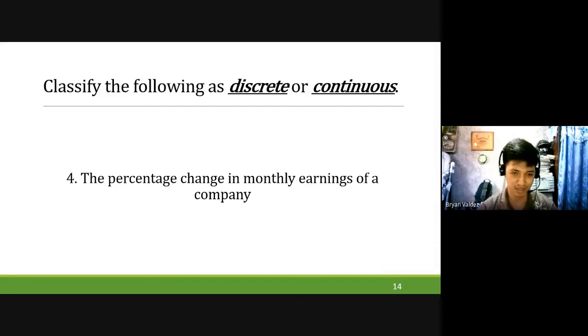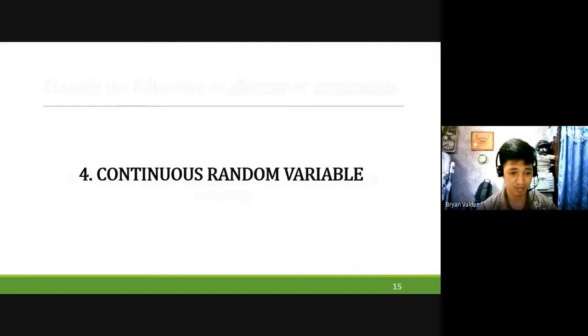Meron mga nag-answer ng discrete, meron din mga nag-answer ng continuous. So, hati ngayon. So, number four is a continuous random variable. Bakit? Kasi we cannot count the percentage change. So, there's a specific tool or a specific formula that we're going to use in order for us to identify that. Okay? So, yung lahat ng percentage or things or events na kinakailangan ng percentage, under siya ng continuous random variable. Okay?